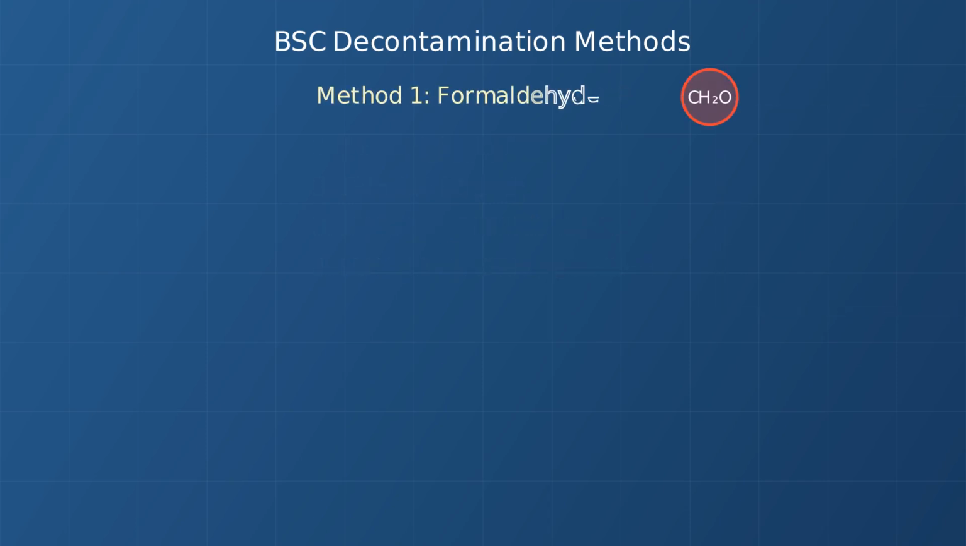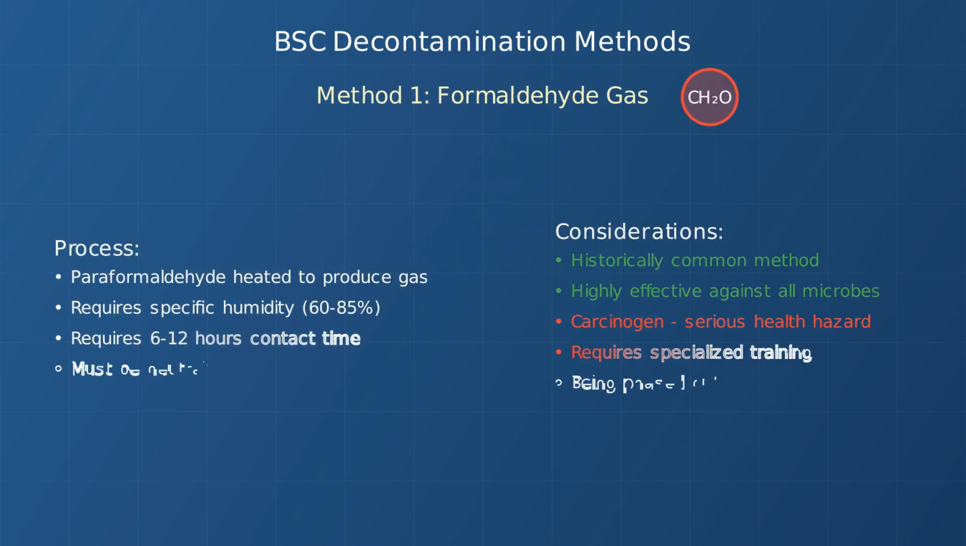Formaldehyde gas has been the traditional decontamination method for decades. The process involves heating paraformaldehyde to produce gas under specific humidity conditions, followed by a 6 to 12-hour contact period. While highly effective against all microorganisms, formaldehyde is a known carcinogen and serious health hazard. Due to these risks, it's being phased out in many institutions.